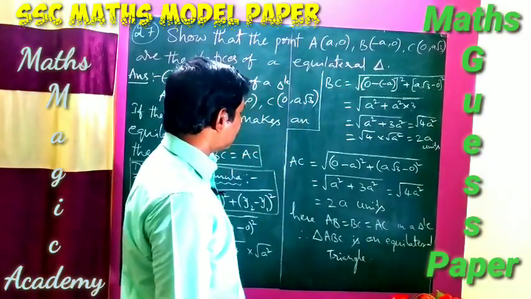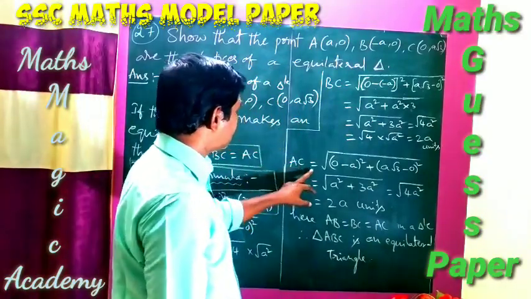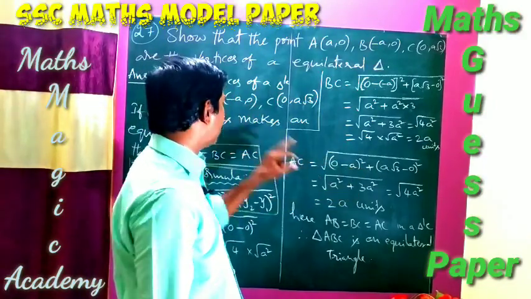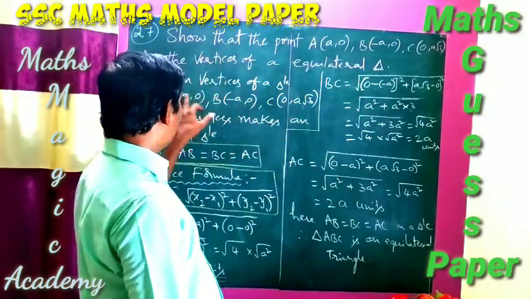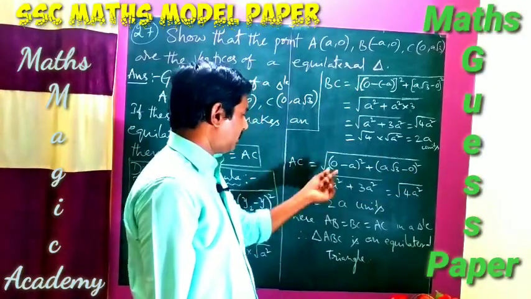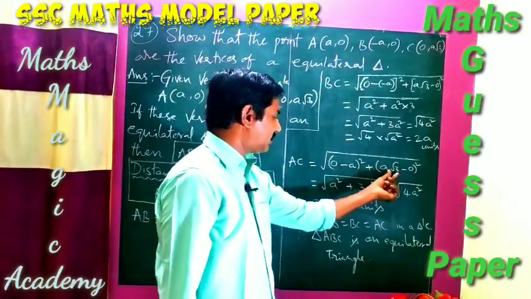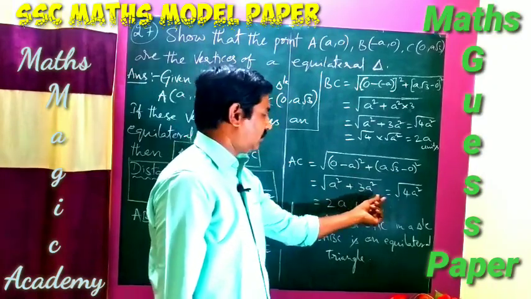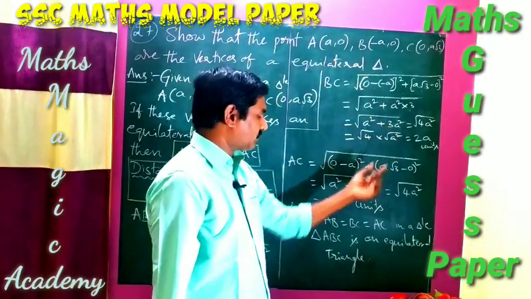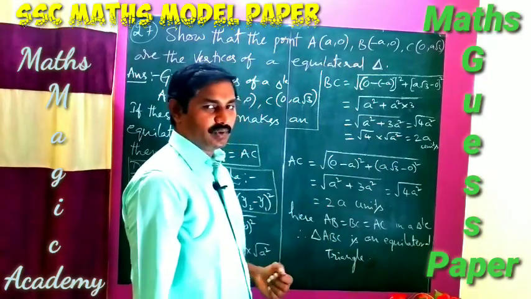Now same as like that AC you can find. AC equals to square root of, here also same, 0 minus a square, a and c, 0 minus a whole square plus a root 3 minus 0 whole square. From this also you will get a square, from this also you will get 3a square. So put together you will get root of 4a square. 4a square, here also 4a square only we got, that is equals to 2a units.